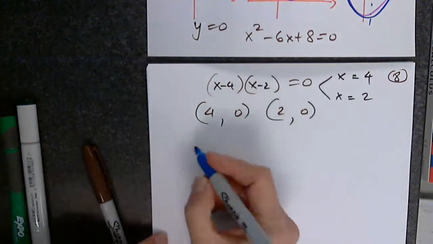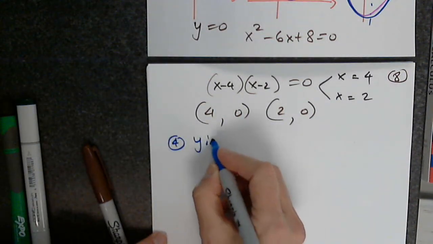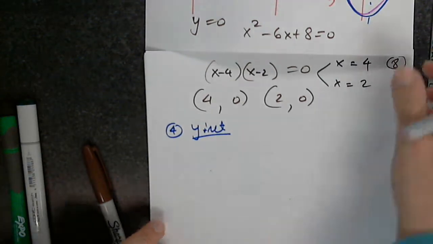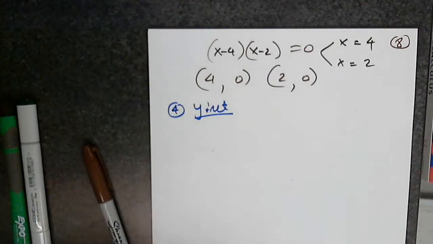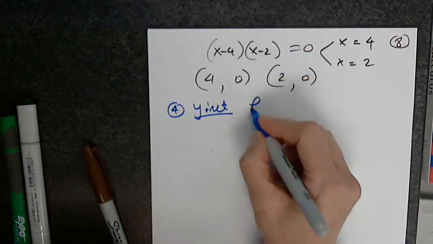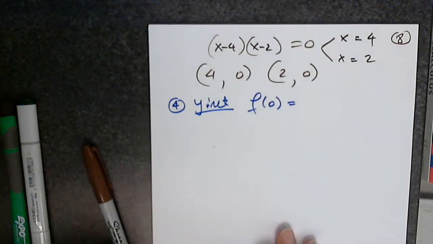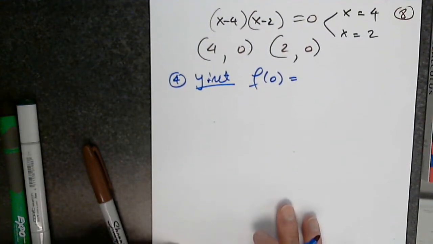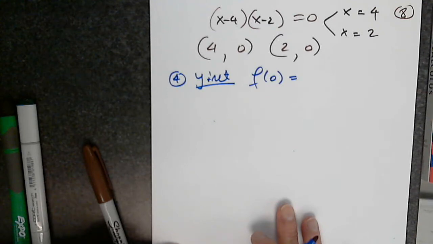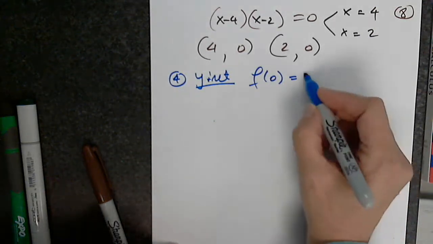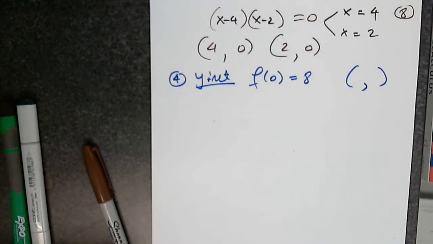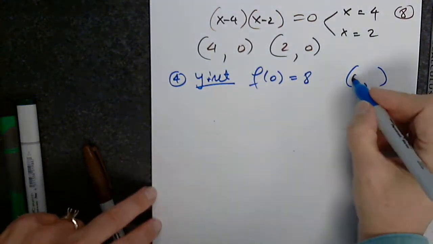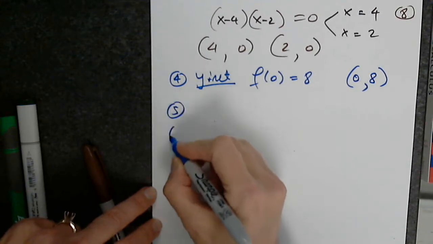Good. So step number 4, the y-intercept, which will always exist for polynomial functions. What is it? F of 0. F of 0 indeed. How much is f of 0? Let's see. 8. Exactly. So which ordered pair did we just find? 0, 8. Very good. Okay, so let's look at 5 and 6.